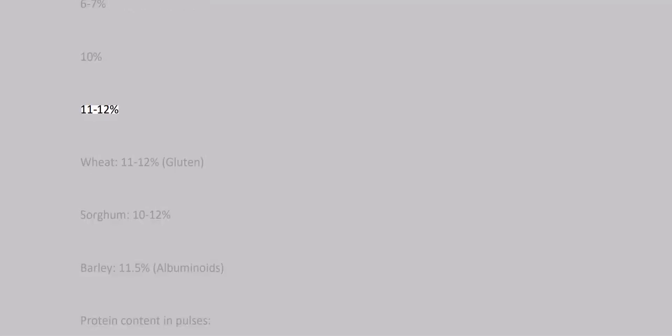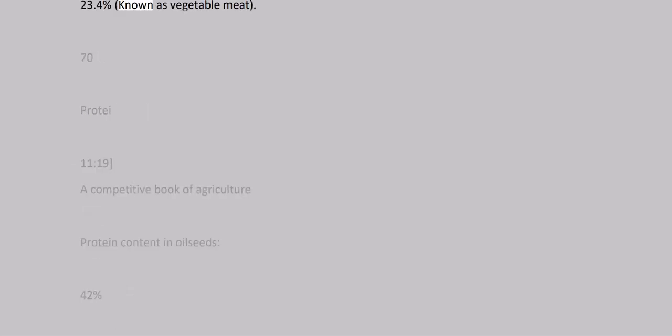Oil percentage in field crops: coconut, sesame, groundnut, castor, safflower 60, 46 to 52, 45, 35 to 58, 24 to 36, soybean, rapeseed and mustard 33 to 39, 20. Protein content in cereals: rice 6 to 7%, maize 10%, bajra 11 to 12%, wheat 11 to 12% gluten, sorghum 10 to 12%, barley 11.5% albuminoids. Protein content in pulses: gram 21.1%, lentil 25%, pea 22.5%, arhar 21 to 25%, moong 25%, urd 24%, cowpea 23.4%, known as vegetable meat.